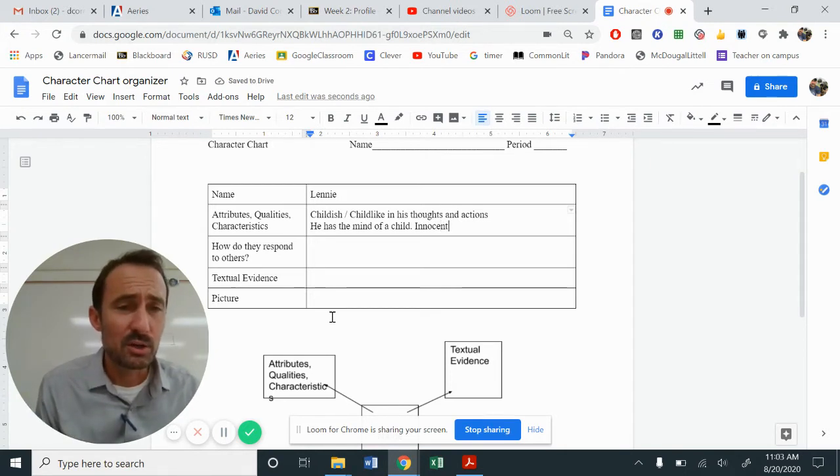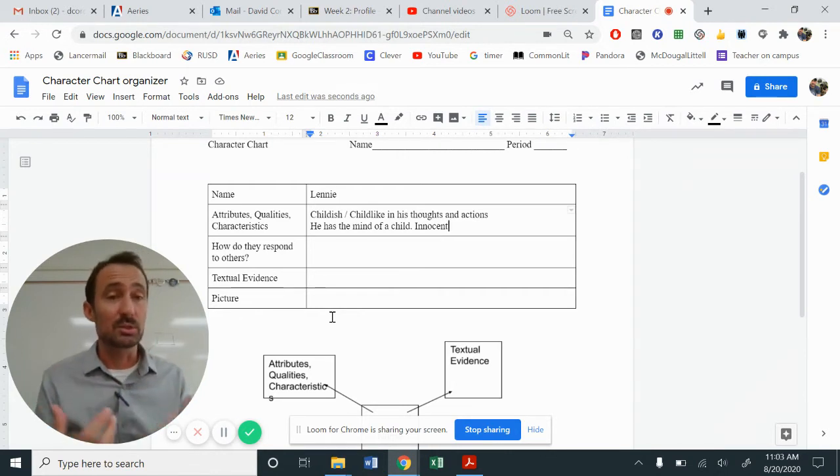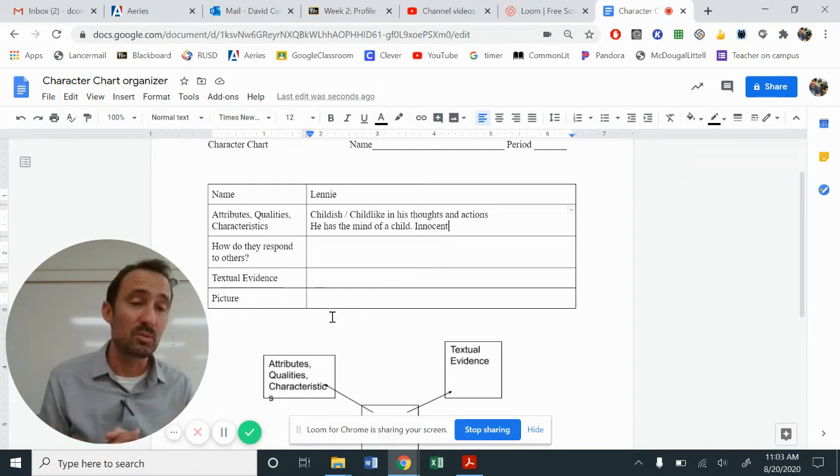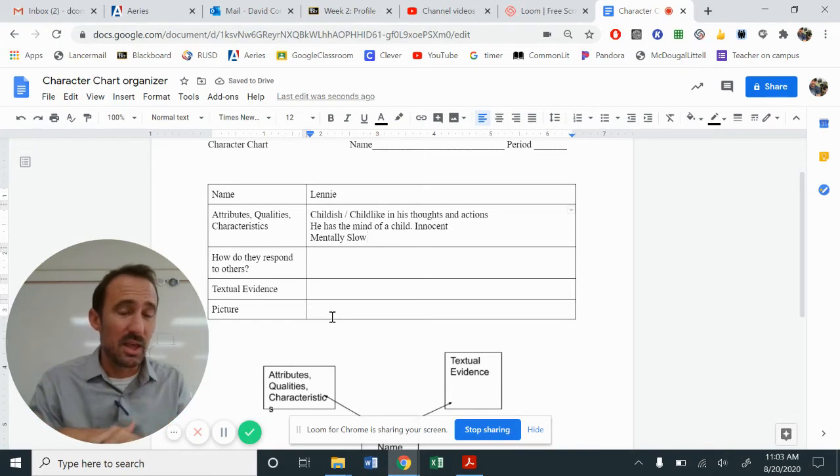There's the part in chapter 1 where he begins to say, well, I like beans with ketchup, and realizing that that's not an option. That's a very childlike response, a very innocent response of just telling his friend what he wants, okay? Let's put down that he's mentally slow, okay? He can't think and process like a normal middle-aged man would be able to do.